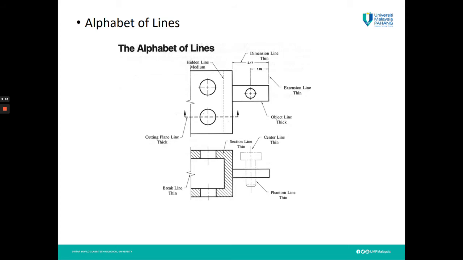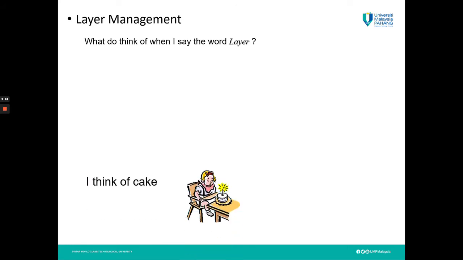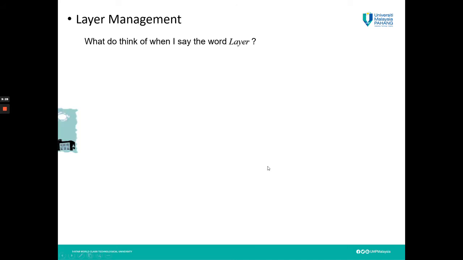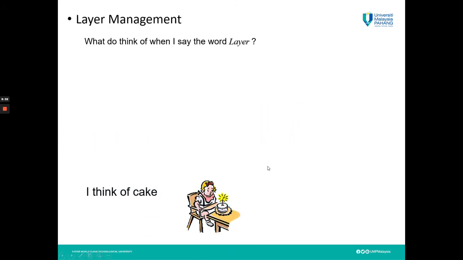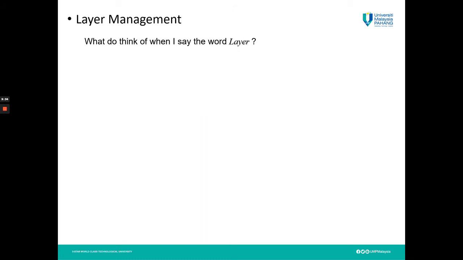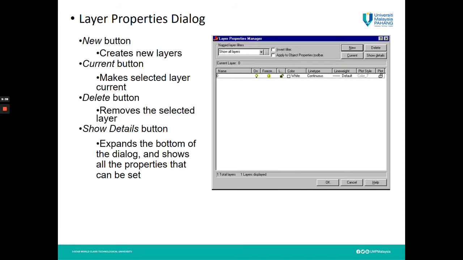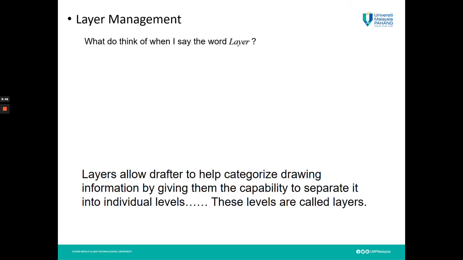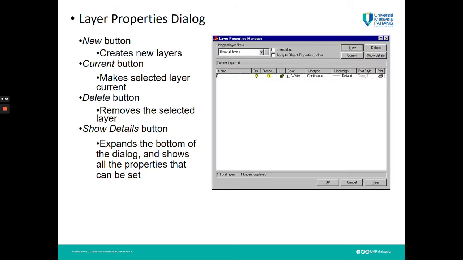Now in AutoCAD, you need to define that one by one. Each line has to be defined. So through that, what do you think when I say the word layer? So layer is, for example, you think of a cake, or a building of many floors. But in reality, layers allow drafters to help categorize drawing information by giving them the capability to separate it into individual levels. These levels are called layers.